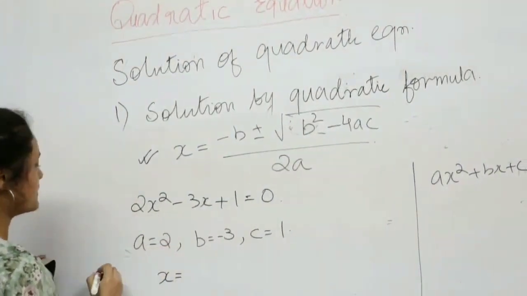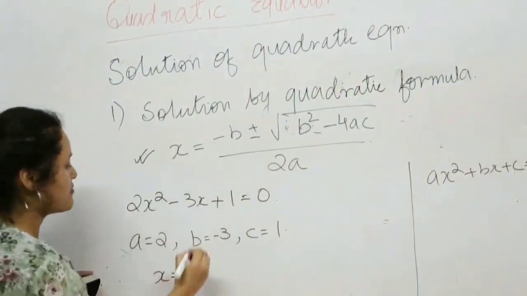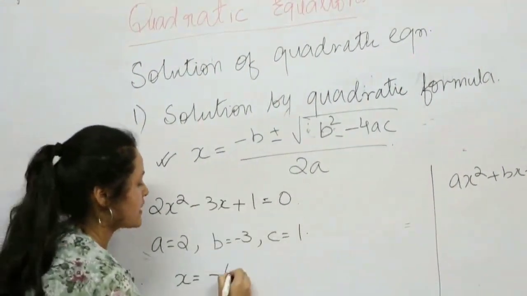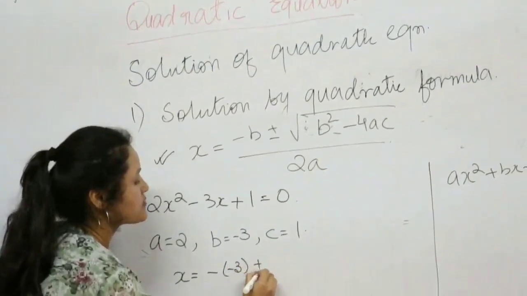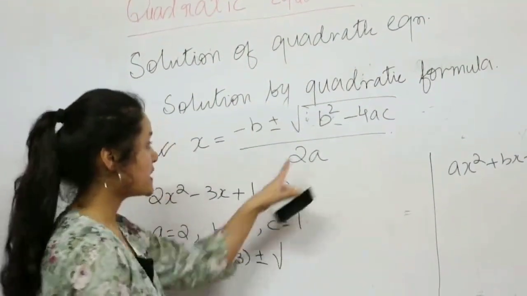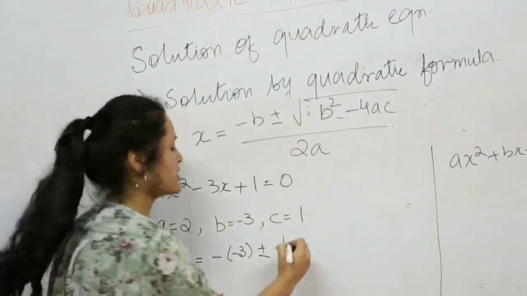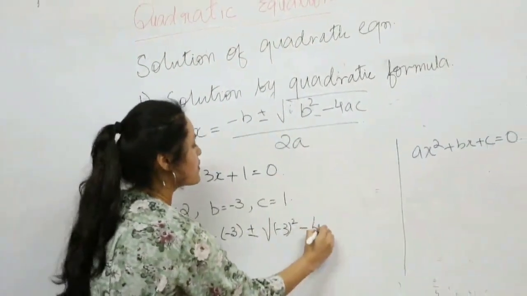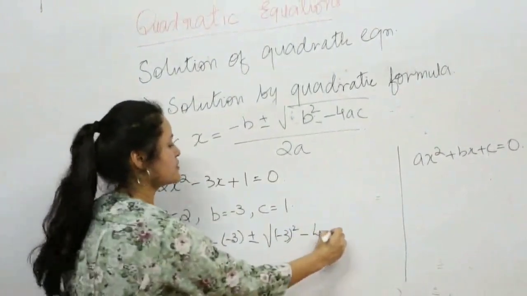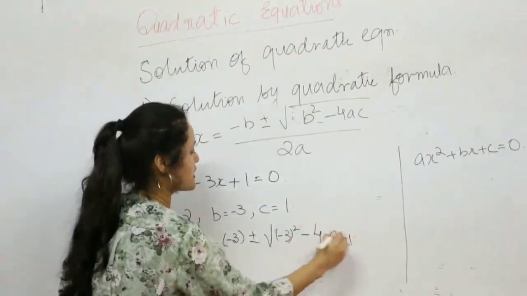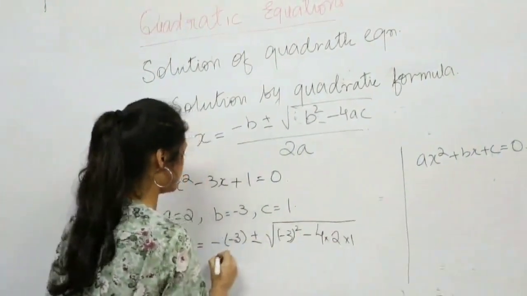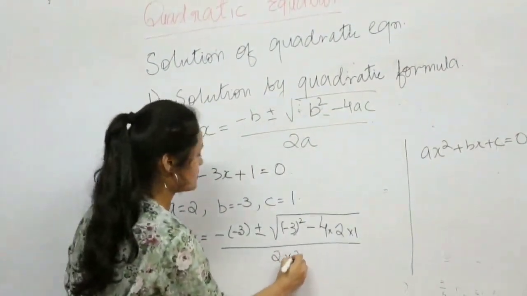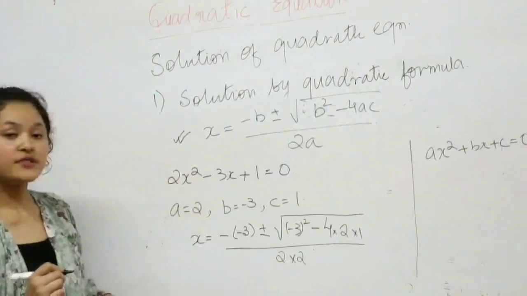So, therefore, x equals minus b. b is minus 3, so minus of minus 3, plus minus root over. What is your b square? It's minus 3 whole thing square. Minus 4. What is your a? 2. And what is your c? 1. Divided by 2a, 2 into 2. Okay, so you just solve this one.